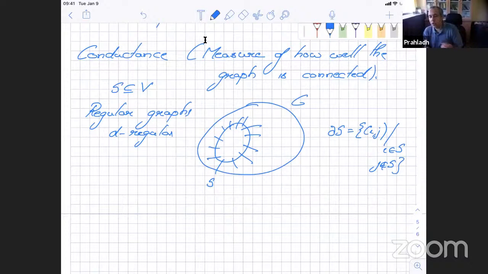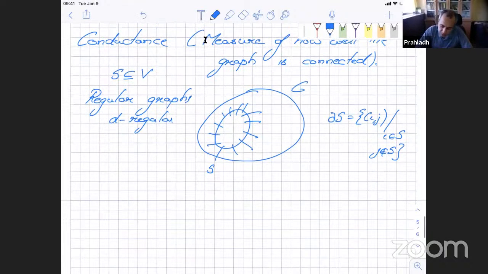But what are the total possible number of edges? Let's always think of S as a smaller set. The number of edges that can potentially go out of S is d times the size of S, since it's a regular graph. Those are the edges emanating from S, but not all of them necessarily go outside. Some of them go back into S. So conductance asks how well the graph is connected. You give me any set S: how many of these edges connect me to the outside world, and how many just connect me within S?